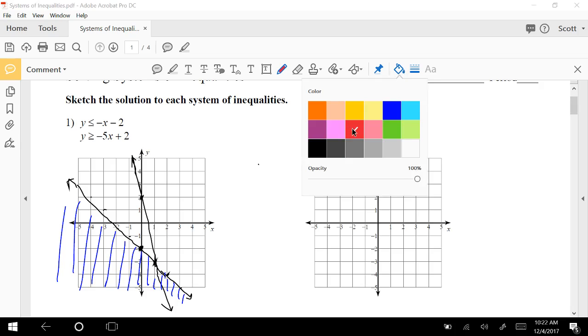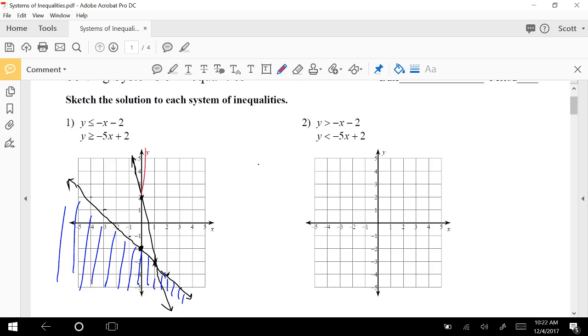And then what I say is that y is greater than or equal to negative 5x plus 2. So if I look at this line originally and I go greater than, that would be above it. So I'm going to put that in red. And the only part where the red and blue intersect is right down here. So this would be my actual answer.